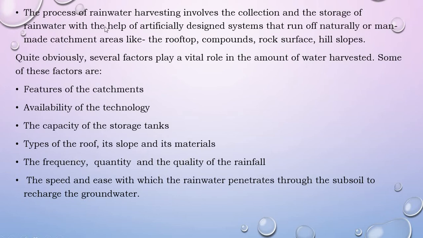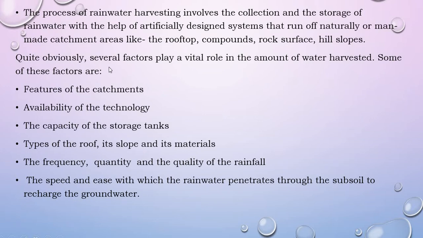Now, the process of rainwater harvesting involves the collection and storage of rainwater with the help of artificially designed systems that run off naturally or man-made catchment areas like the rooftop, compounds, rock surface, and hill slopes.